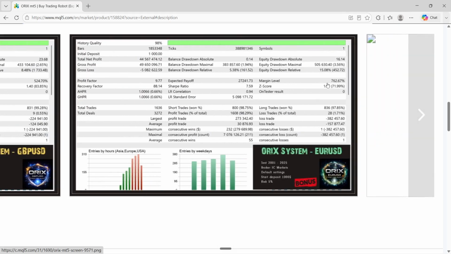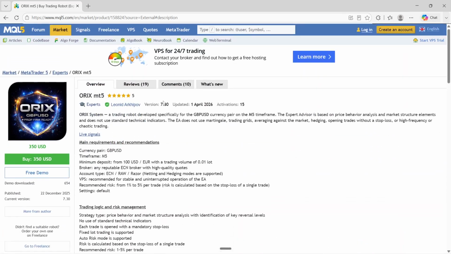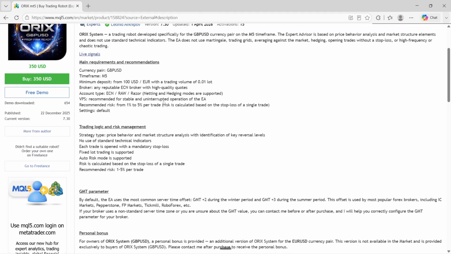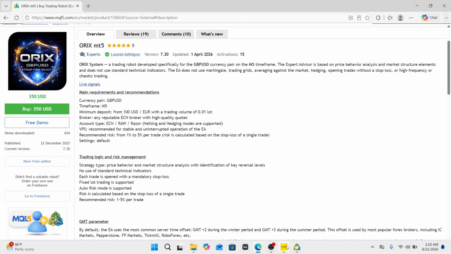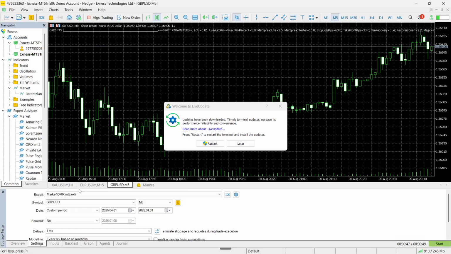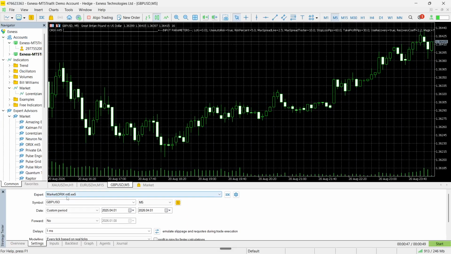I'm going to put it through my own personal backtests and show you if that actually holds up. All right, so let's head over to MT5. As you can see, I have the EA installed and I use the recommended pair, the GBPUSD on the M5 time frame. As you can see, I use the custom period of a year ranging from the 1st of April 2025 to the 1st of April 2026.